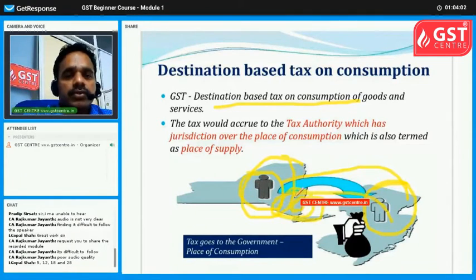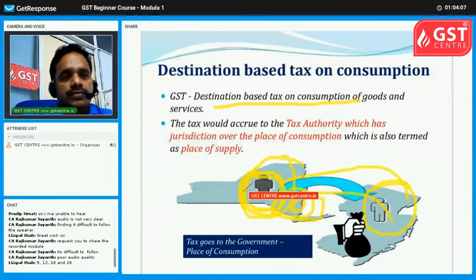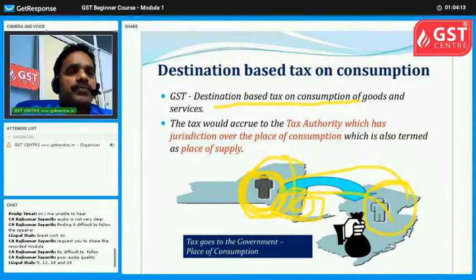Actually, in the present scenario, the government of the seller is getting the tax benefit. Suppose when we are selling from Tamil Nadu to Maharashtra, the Tamil Nadu government is getting the revenue, getting the tax as of the present scenario. But in the GST system, the benefit will go to the state government where the consumer is situated. Suppose the customer is situated in Maharashtra and the seller is in Tamil Nadu, the tax will go to the government of Maharashtra where the customer is located. So that is destination based tax on consumption.